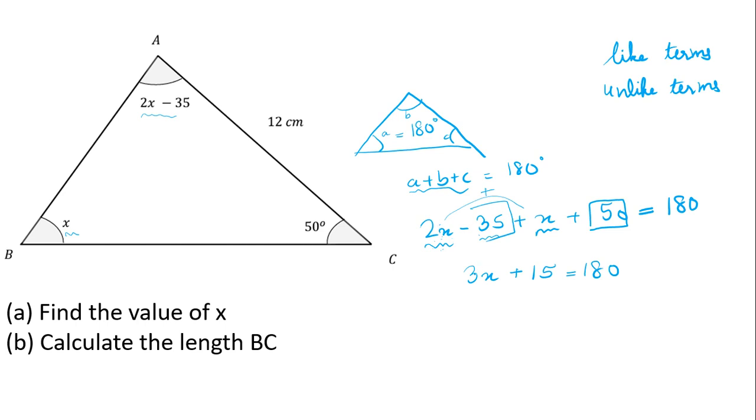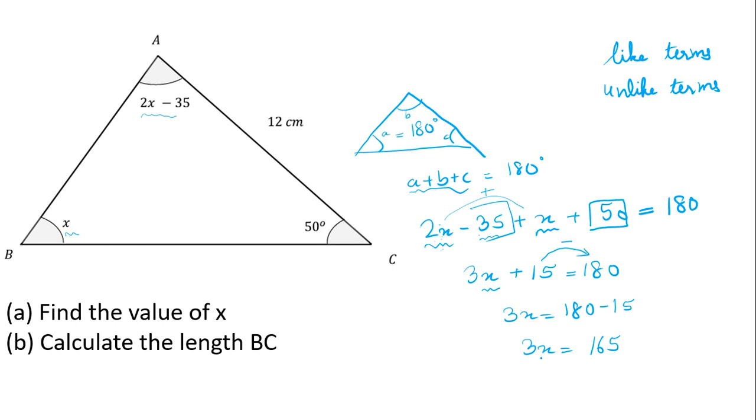And now I have to find my x, so I need to take everything that is attached with the x to the other side. But first, in order to isolate the x, I will be taking my 15 to the other side. Now 15 is positive on this side. When it goes to the other side, it turns into negative. So 3x is equal to 180 minus 15, which gives me 165.